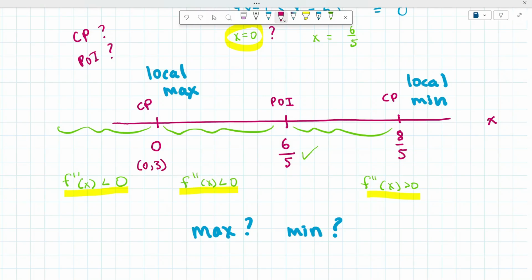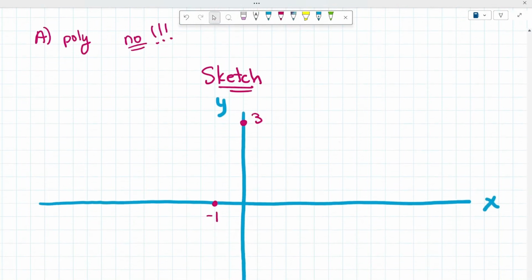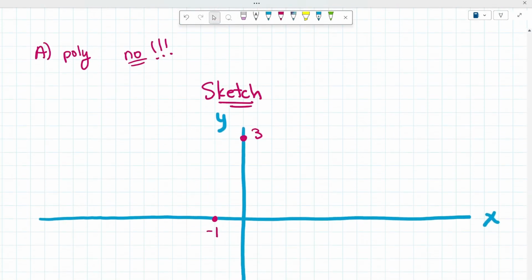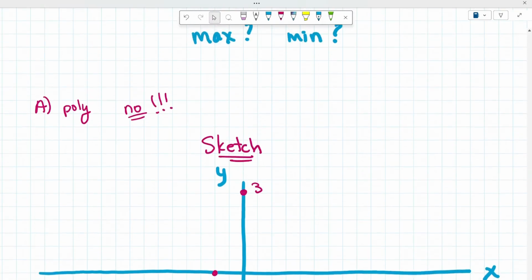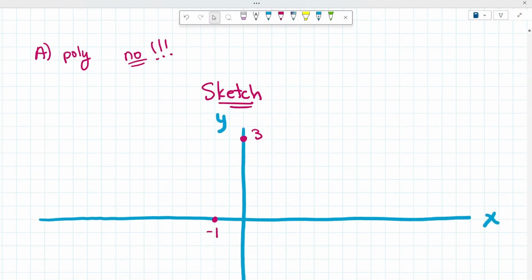When x is 6 over 5, I'm going to plug that into our original function, and I'm going to get approximately 1.34. And our last point here, I have 8 over 5, and when I plug that in, I get approximately 0.38. So now we have coordinates for all these. So that means I can simply plug them in. I'm going to have my point of inflection at, what do I have? 6 over 5, so 1 and a bit, and 1.34.